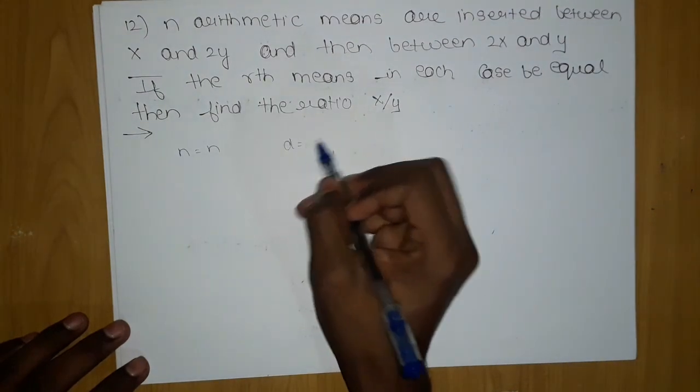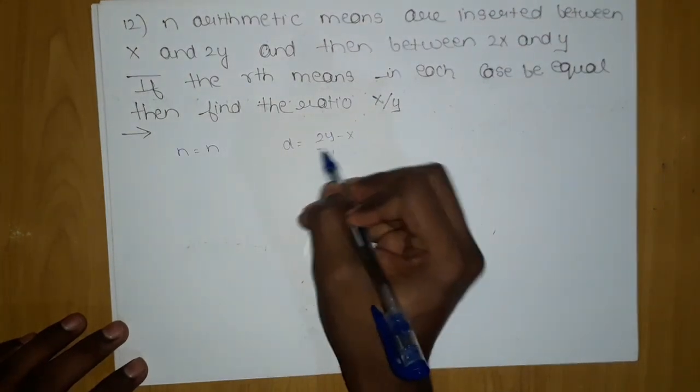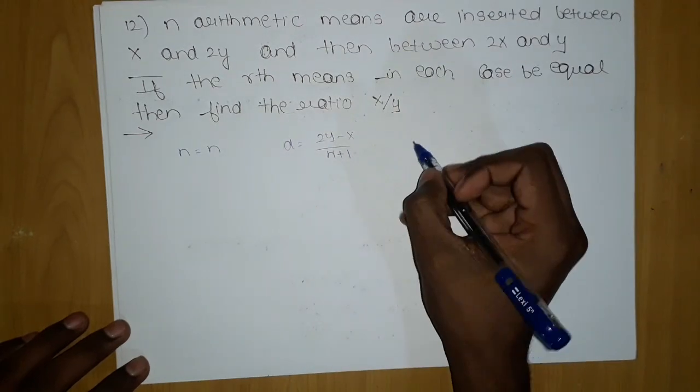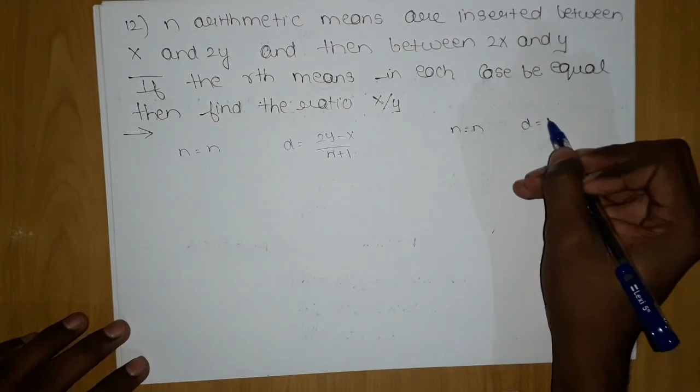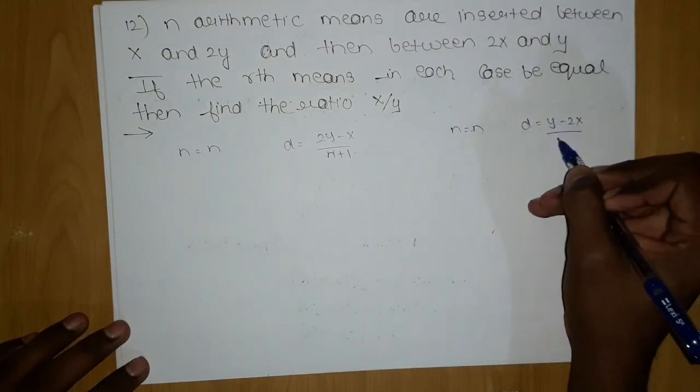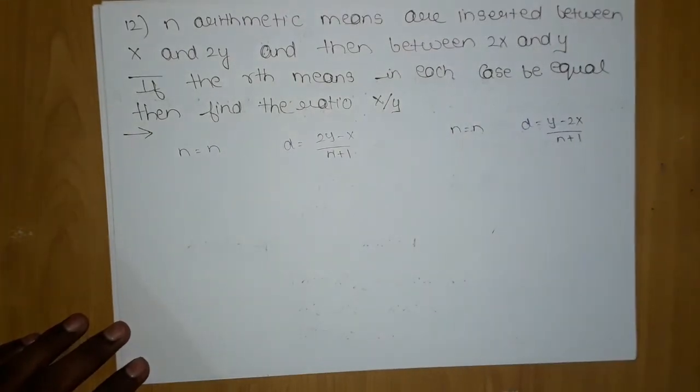Moreover, what I have, d in the first case, is (2y minus x) upon (n plus 1). And in the second, n is still n. What my d is, is (y minus 2x) upon (n plus 1).